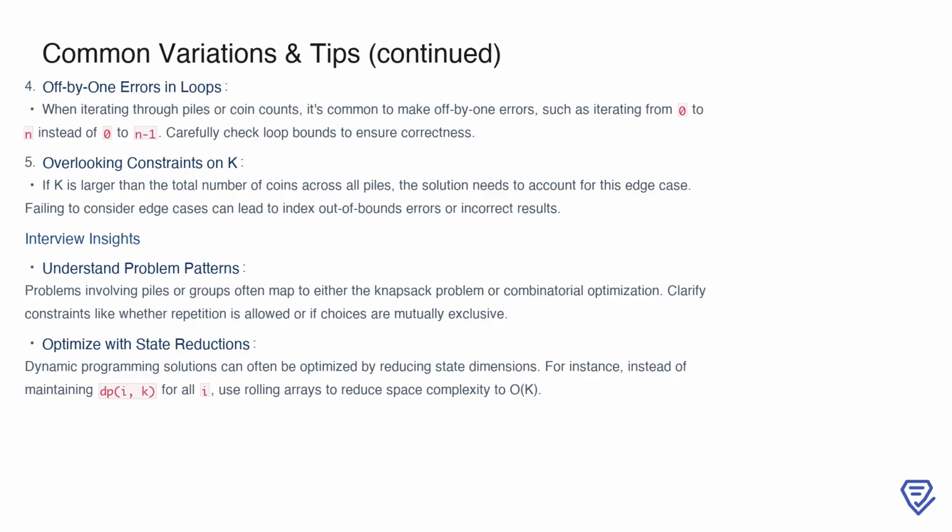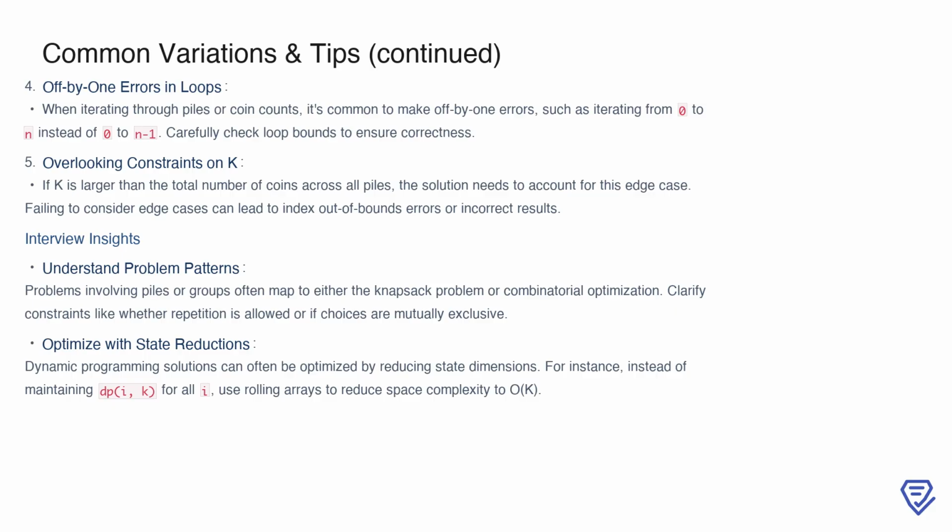Shifting focus to interview-specific insights, it's helpful to understand the broader patterns of problems like this. Challenges involving piles or groups often map to well-known problem types such as the knapsack problem or combinatorial optimization. Clarifying constraints, such as whether repetition is allowed or if choices are mutually exclusive, is key to formulating a correct approach.